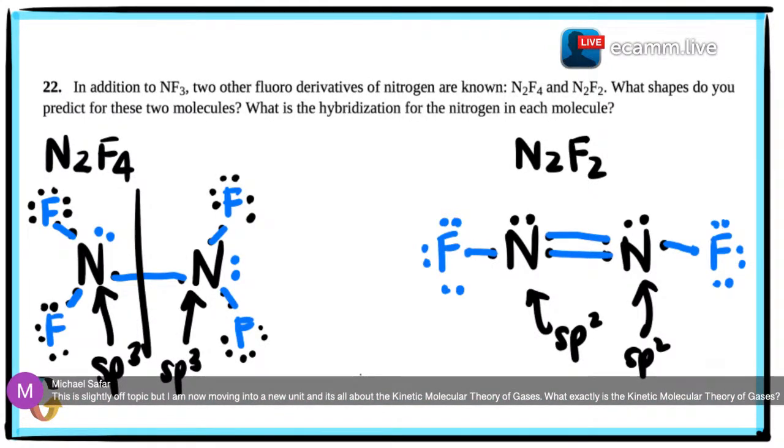Michael says, okay, this is slightly off topic, but I'm now moving into a new unit and it's all about the kinetic molecular theory of gases. What exactly is the kinetic molecular theory of gases? Okay, so this is kind of going a little bit off topic. This is, I think, chapter 9? This is the gas chapter.